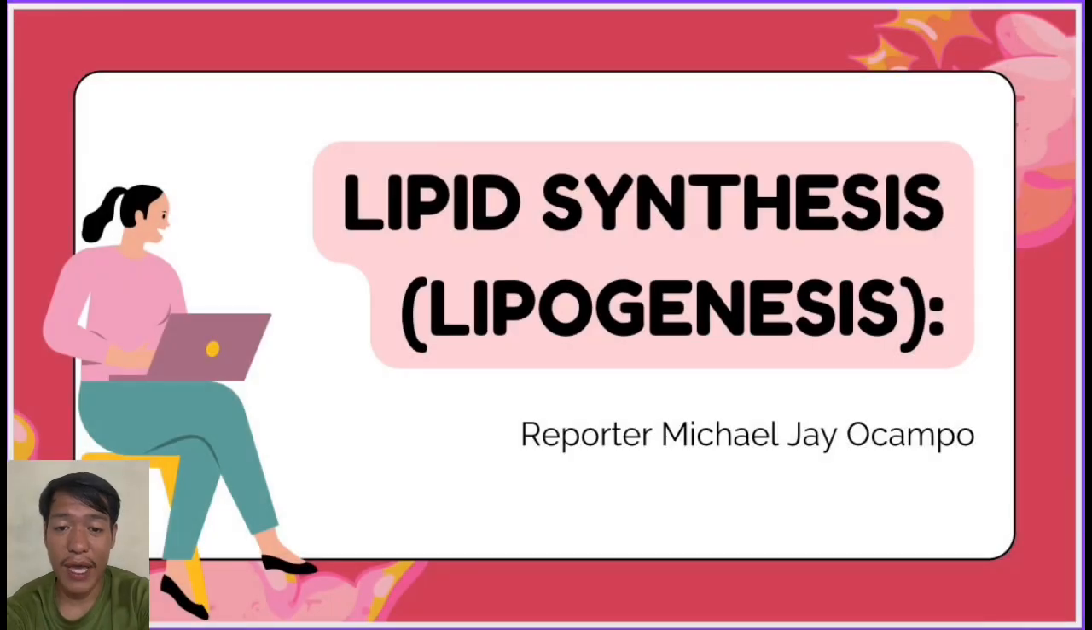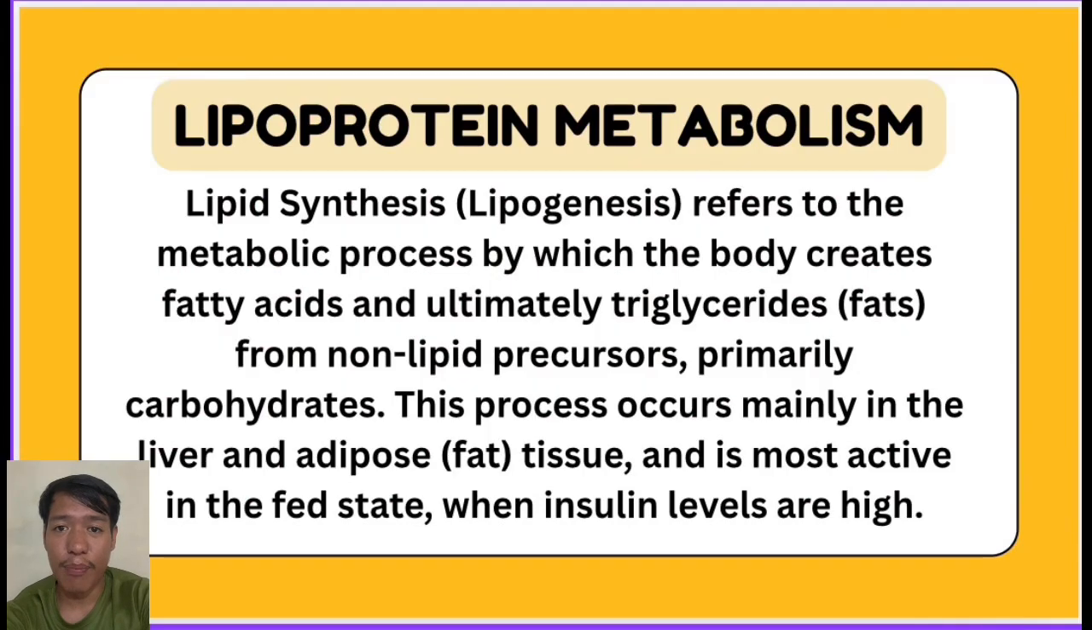So, good morning. I am Michael Campo and I will be your reporter today, and our topic is lipid synthesis, also known as lipogenesis. So, by the way, what is lipogenesis? It refers to the metabolic process by which the body creates fatty acids and ultimately triglycerides, also known as fats, from non-lipid precursors, primarily carbohydrates. This process occurs mainly in the liver and in adipose tissue and is most active in the fed state.